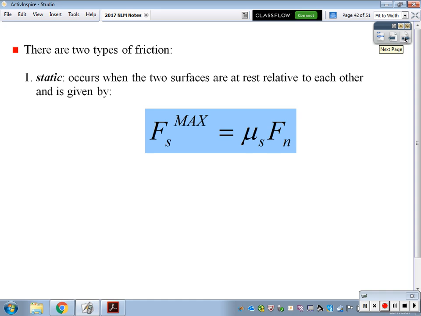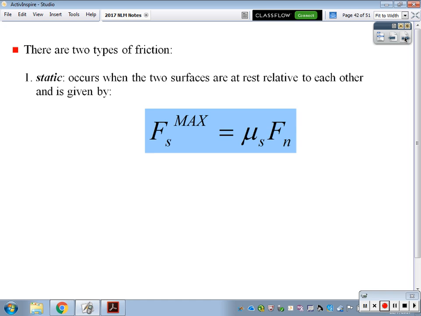More specifically, there are two types of friction which we are going to consider. The first of which is static friction. What does static mean? Not moving. Stationary. Okay? So static friction is going to occur when two surfaces are at rest relative to each other. Meaning, you have two surfaces that are pressed together by some quantity of force, and they are not going to be sliding relative to each other.